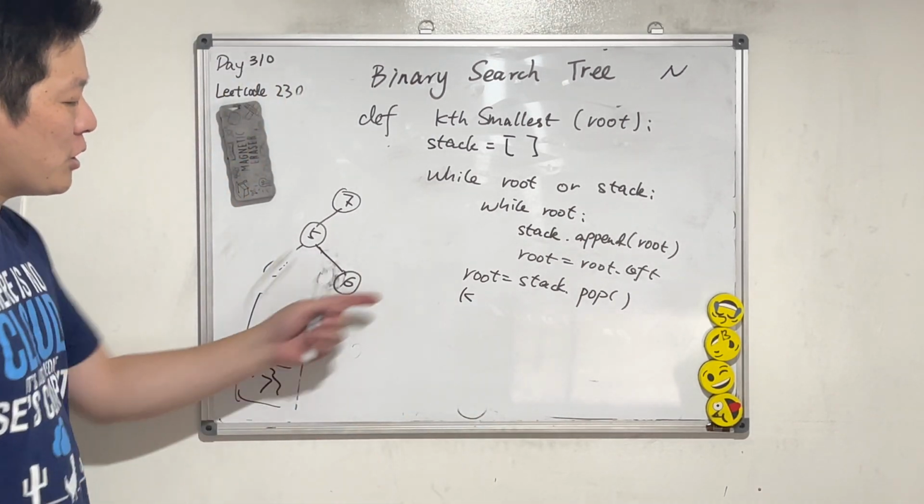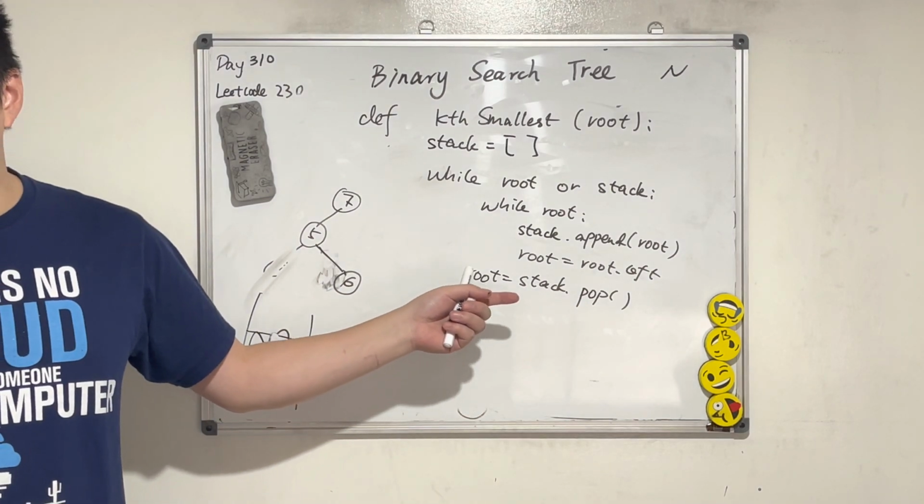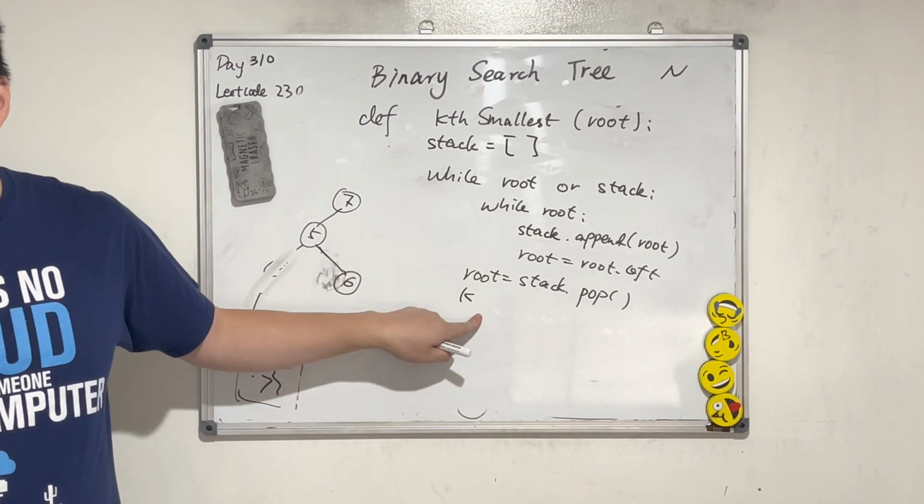Because it exploded. So look, we take one element from the stack, which is the next smallest number. So what do we do with the k? Remember.